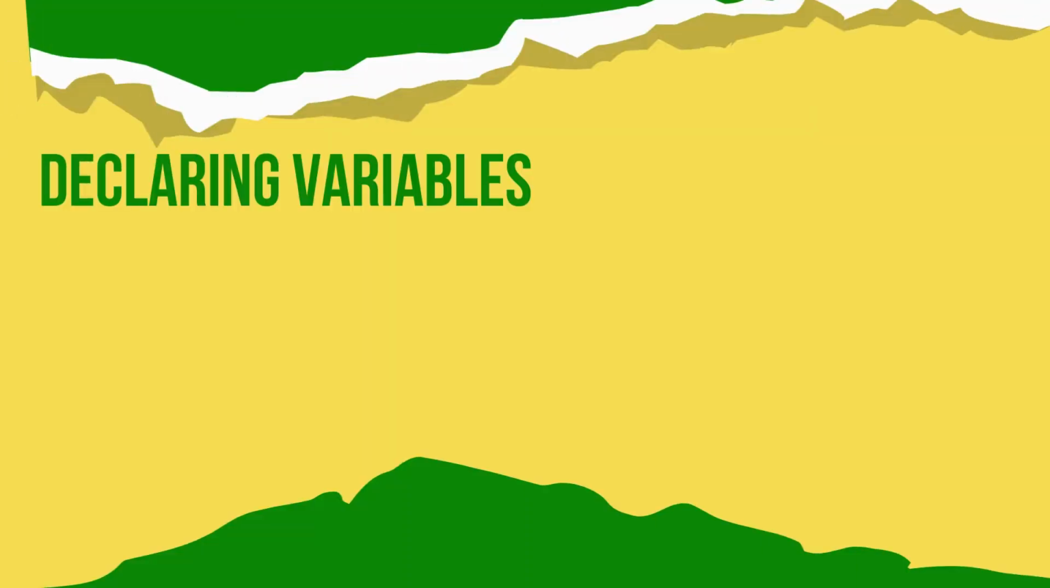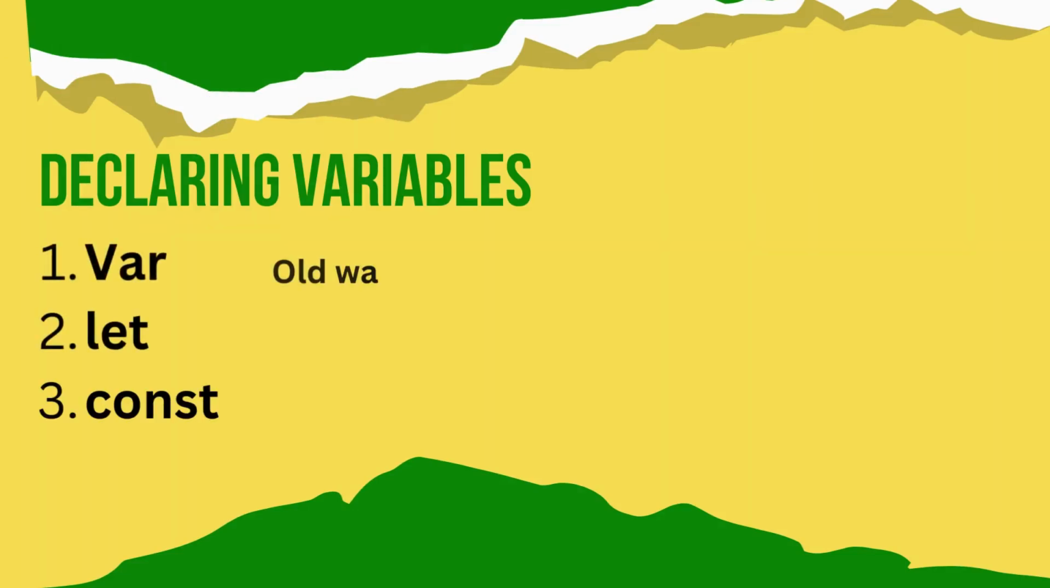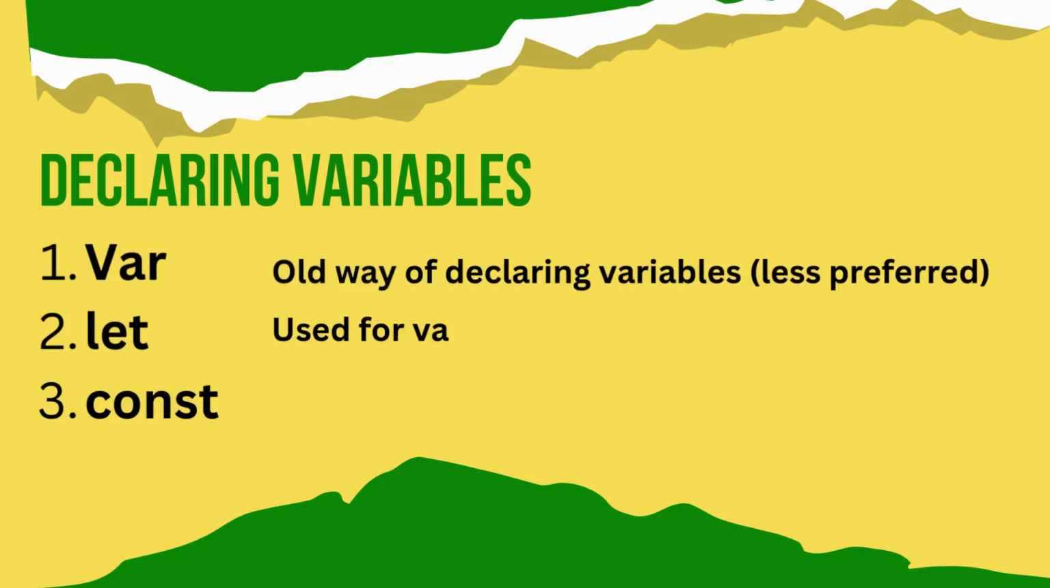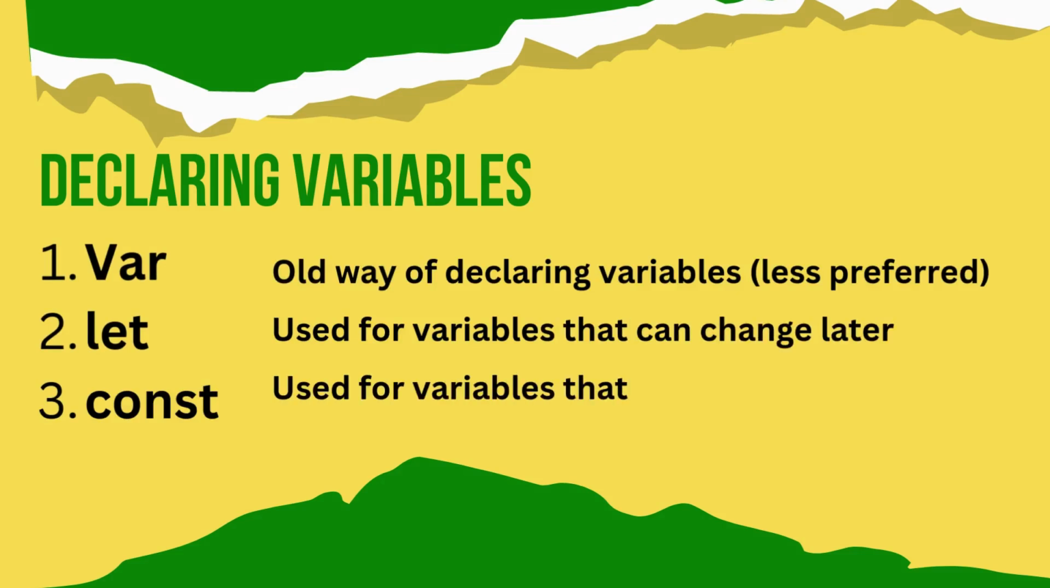Declaring variables. JavaScript allows variables to be declared using var, let, and const. Var is the old way of declaring variables and is less preferred. Let is used for variables that can change later. Const is used for variables that should not change.